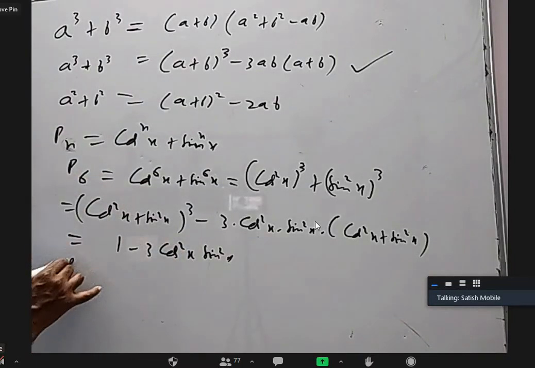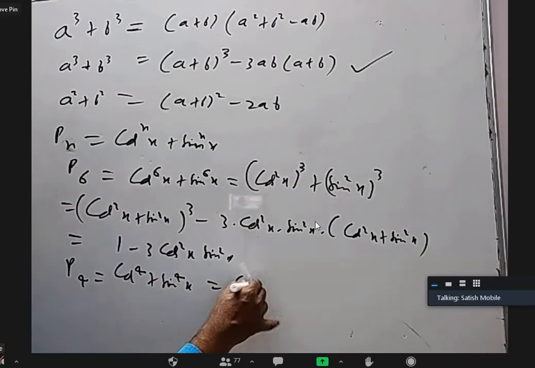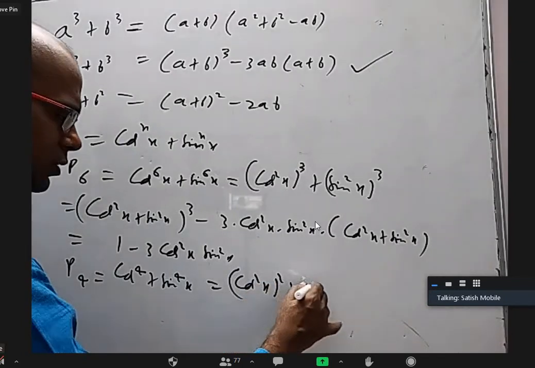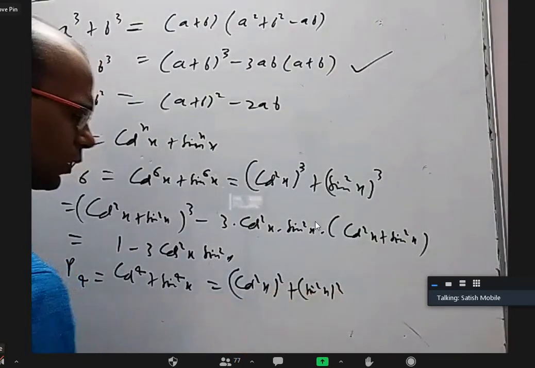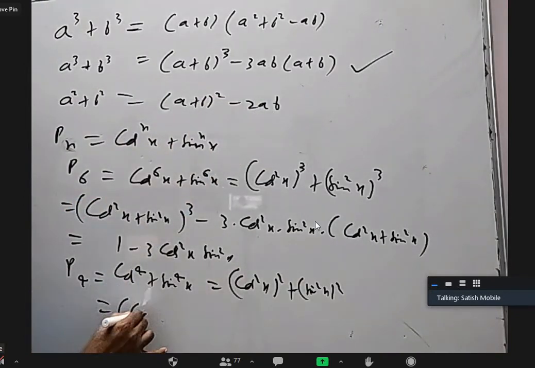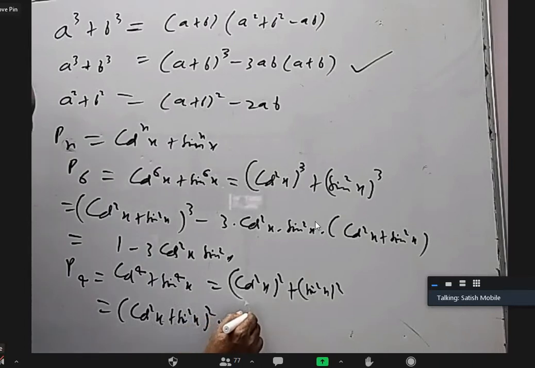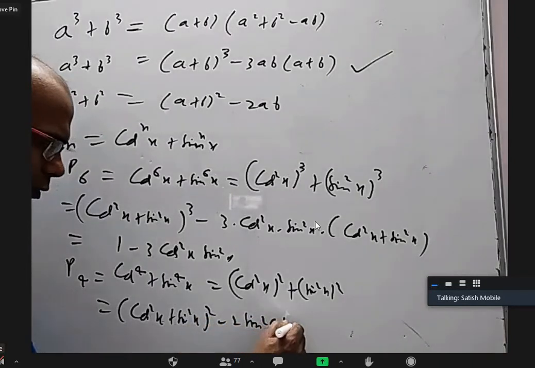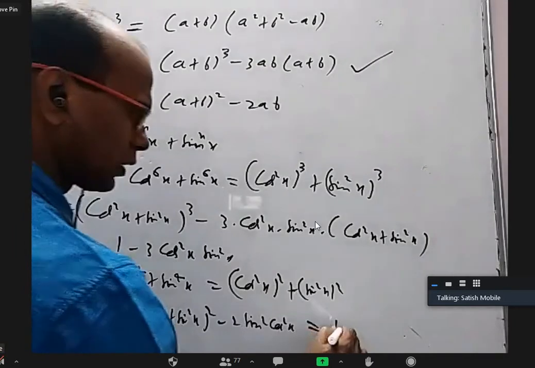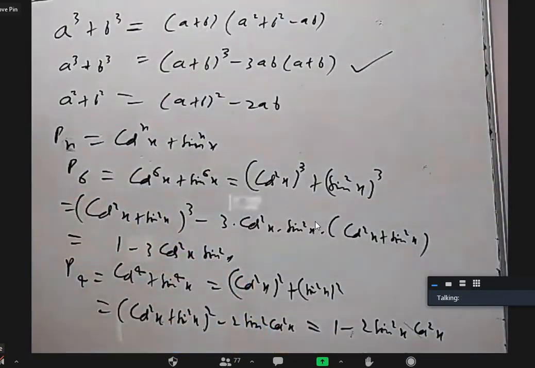Okay, coming to P4, it is cos power 4 plus sin power 4. That is (cos square x) whole square plus (sin square x) whole square. It is like a square plus b square. I want to write (a plus b) whole square minus 2ab, which is (cos square x plus sin square x) whole square minus 2 sin square x cos square x. This is 1. I'll get 1 minus 2 sin square x cos square x. So P6 is this, P4 is this.